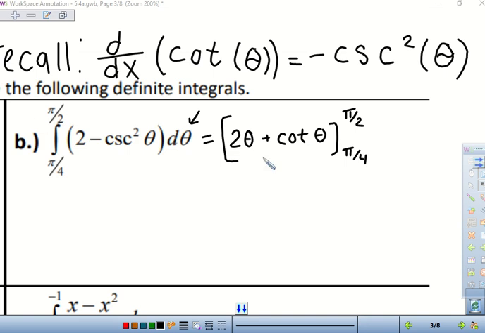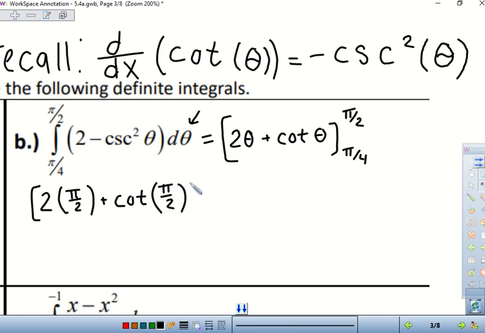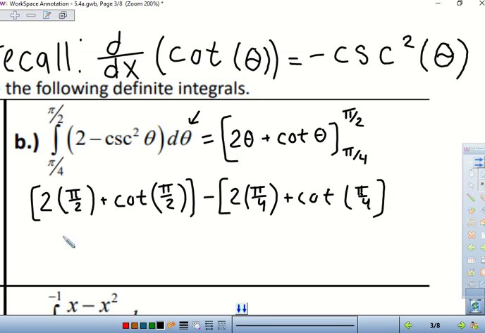Okay. So we're going to plug them in. So we have 2 times pi over 2 plus cotan, not cosecant, of pi over 2 minus 2 times pi over 4 plus cotan of pi over 4. Now we're going to talk about it. Now, of course, this just becomes pi, right? Everybody good with how I just got plain pi?